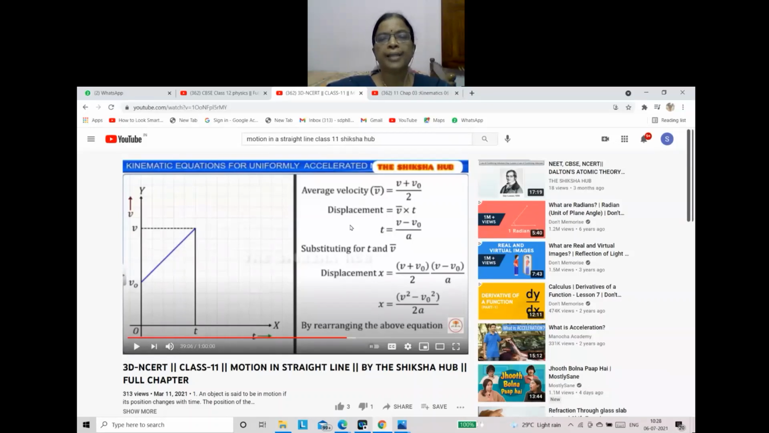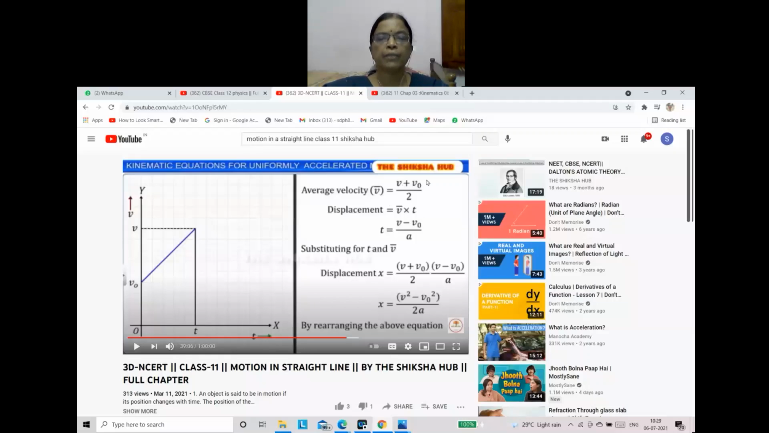Then displacement will be average velocity into time. And we know time equal to v minus v0 by a, from the equation v equal to v0 plus at. From that equation you can take t. So average velocity is v plus v0 by 2, and time is v minus v0 by a. Just substitute that into displacement equal to average velocity into time.